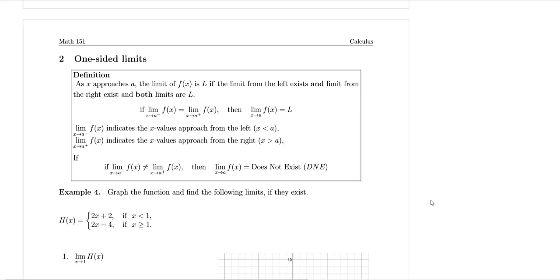As x approaches a, the limit of f of x is L if the limit from the left exists and the limit from the right exists, and importantly, both limits are L. Mathematically, what this means is the limit of f of x as x approaches a, now this subtraction sign just means from the left, equals the limit of f of x as x approaches a. This addition symbol here means from the right. So if the limit from the left equals the limit from the right, then the limit as x approaches a for f of x is L. So again, notice that both limits have to be equal.